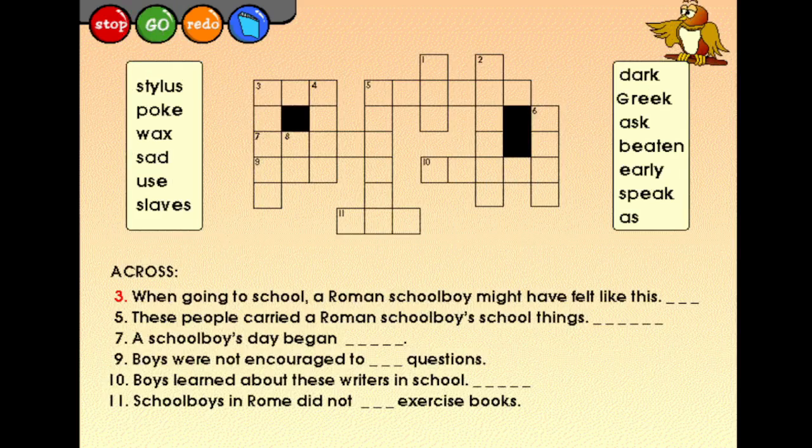From the word bank, type the answer to each clue. Click on the clue if you would like me to read it for you. Click on the book to hear the story read.